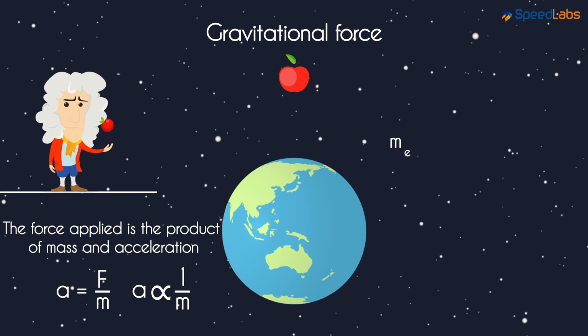As the mass of the earth is much more than the mass of the apple, it is the apple that accelerates towards the earth and not the other way around. Hope that makes it clear.